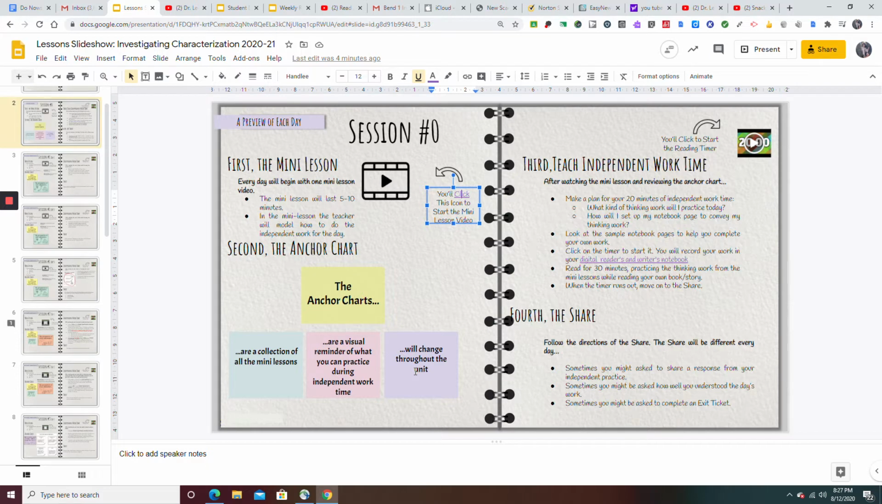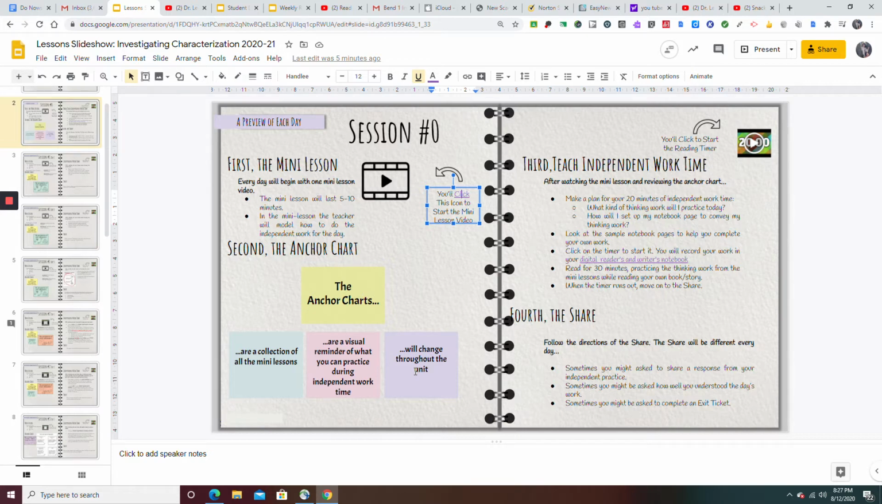Third is the teach at independent work time. After watching the mini lesson and reviewing the anchor chart, you're going to make a plan for your 20 minutes of independent work time. What kind of thinking work will I practice today? How will I set up my notebook page to convey my thinking work? And you're going to see that momentarily in our digital readers and writers notebook. You're going to look at the sample notebook pages that your teacher has modeled for you to help you complete your own work.